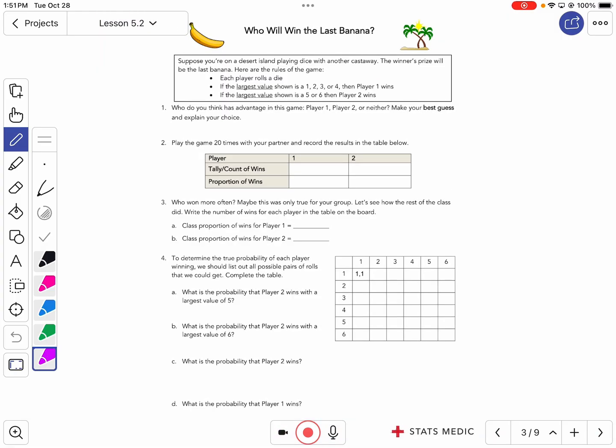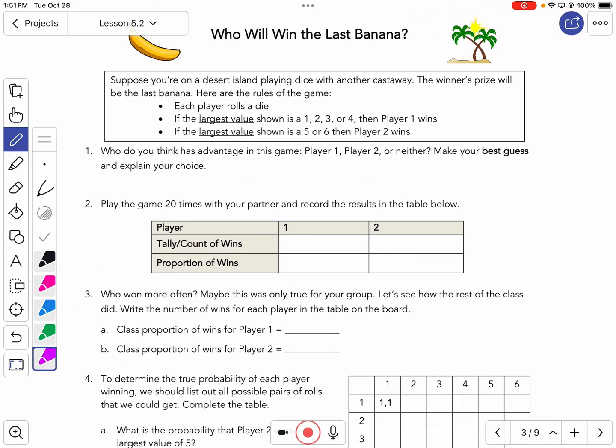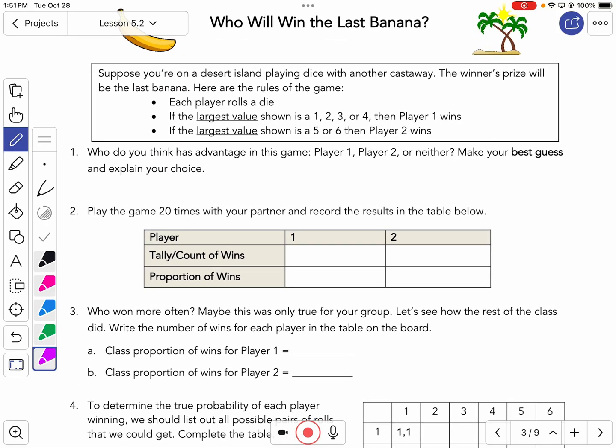So we're going to play a little game. And we're not going to win bananas, but I am going to have a prize for the winner in each group. But if we were fighting for the last banana on a desert island, I'm not sure I'd fight for a banana. I might fight you for a pineapple, though, because I really like a pineapple. And we're playing dice. All we have is a banana and a pair of dice. Why we have that, I'm not really sure, but that's what's going on. So that's our situation.